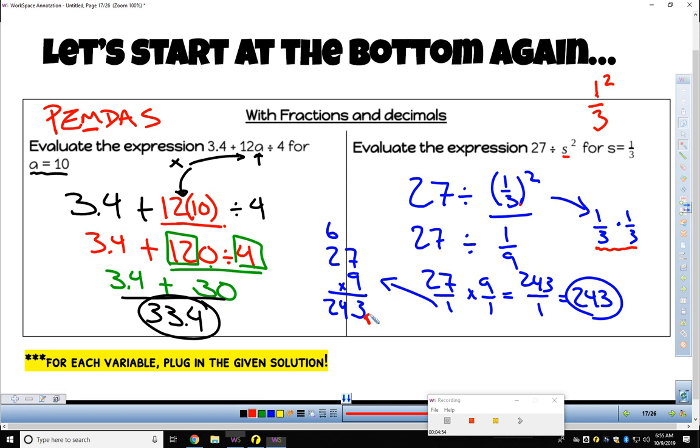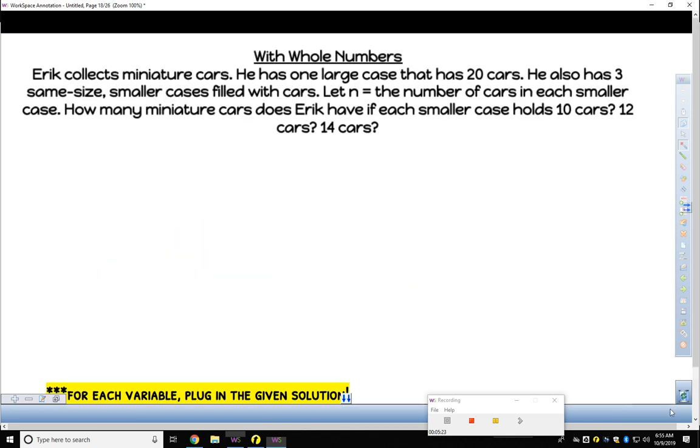Notice that none of the computation is new. Order of operations, review. Multiplying fractions, dividing fractions, review. Multiplying whole numbers, adding decimals, review. What's new here is that we are starting with a variable, and then we are substituting in a value. Okay.